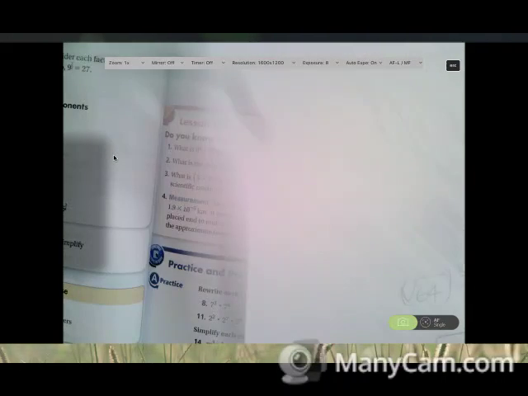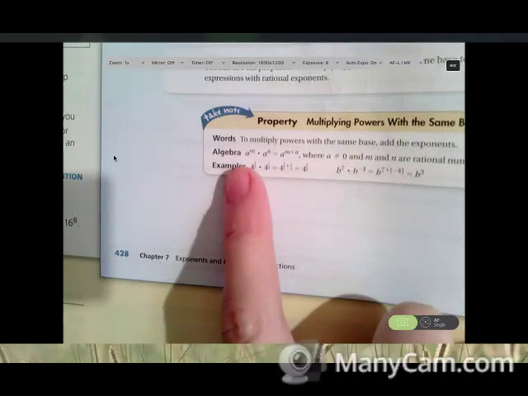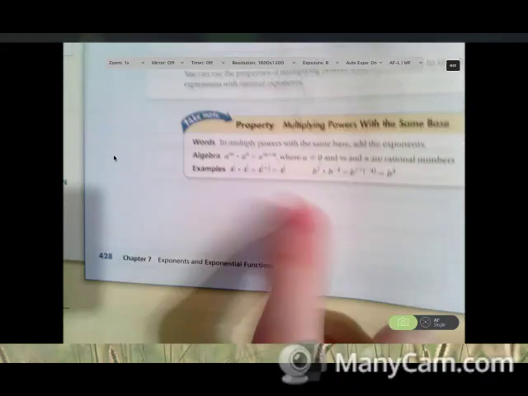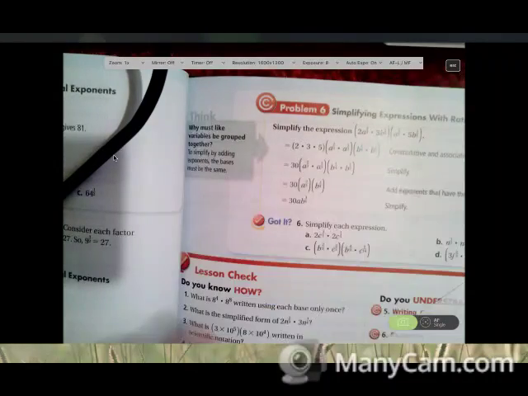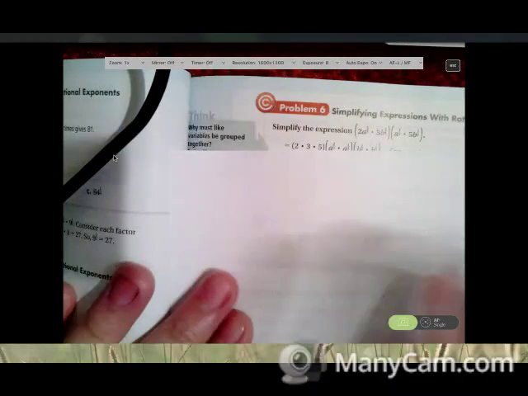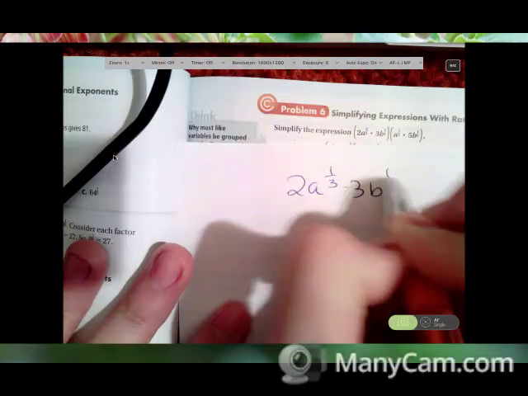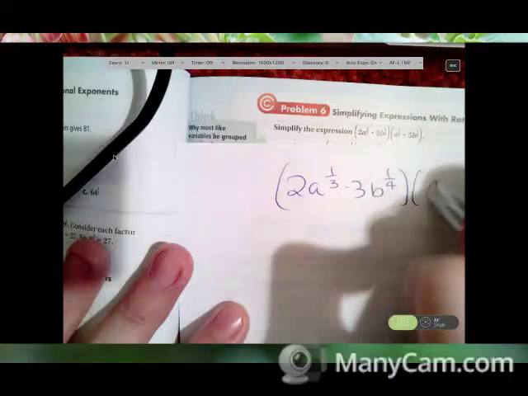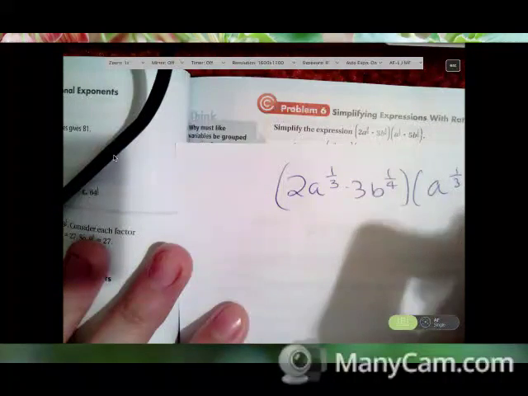So let's look at the last problem. All right, so the property: if they have the same base, you add the exponents, where m and n are rational numbers. Let's simplify this expression: 2a to the 1/3 times 3b to the 1/4 times a to the 1/3 times 5b to the 1/2.